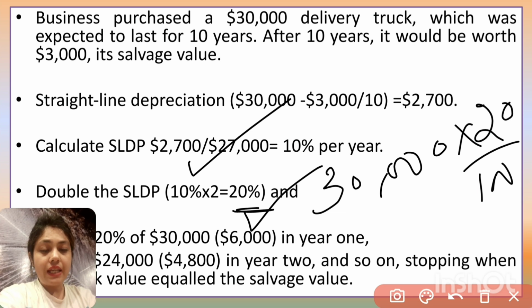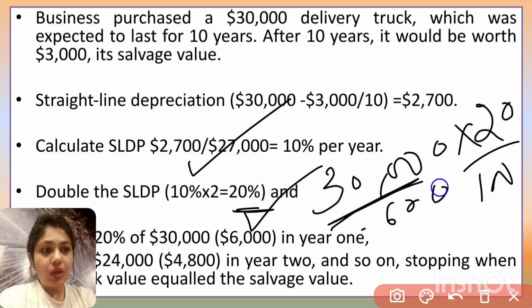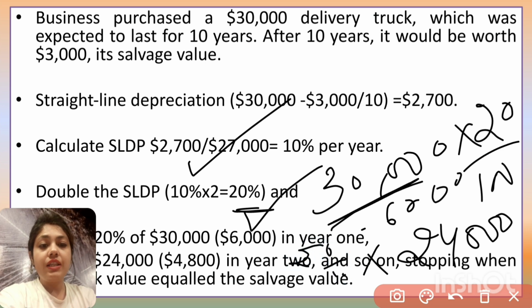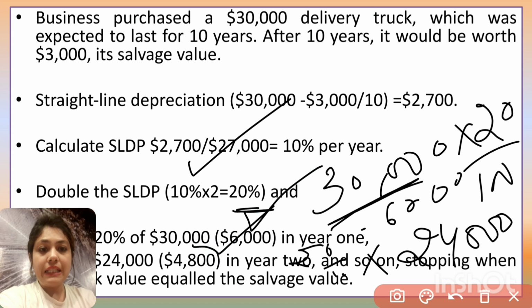In the next year, I told you it is like diminishing value, right? So we are taking this opening balance 30,000 minus 6,000. What is the value? 24,000. Now on 24,000, 20% depreciation will be charged in the second year. So this comes out to be 4,800. I hope this is clear to you guys.